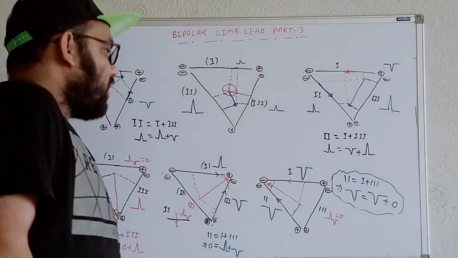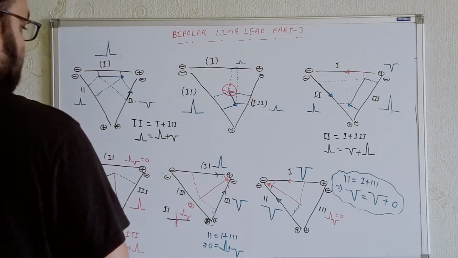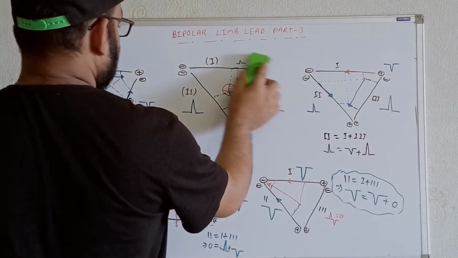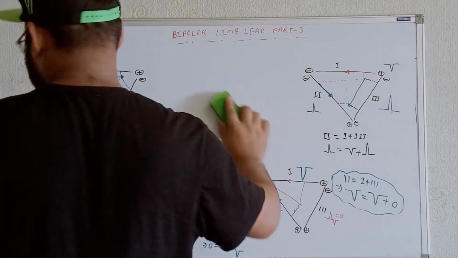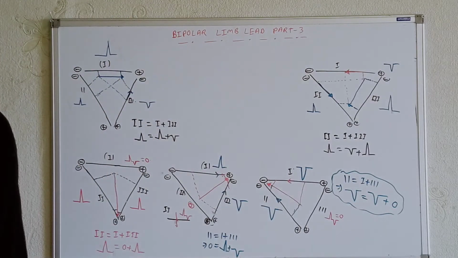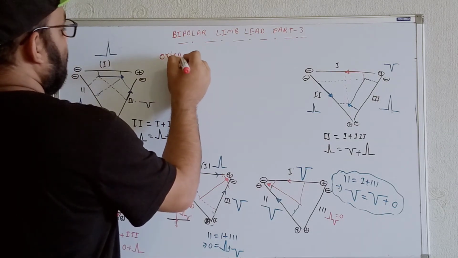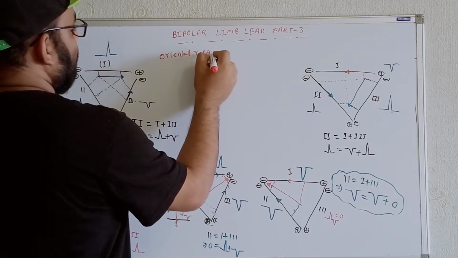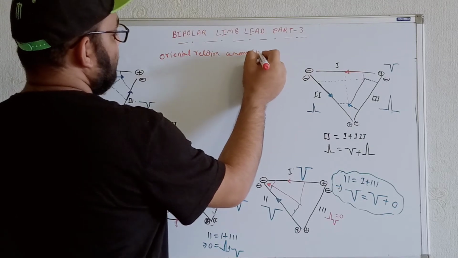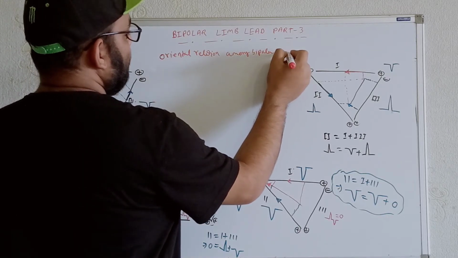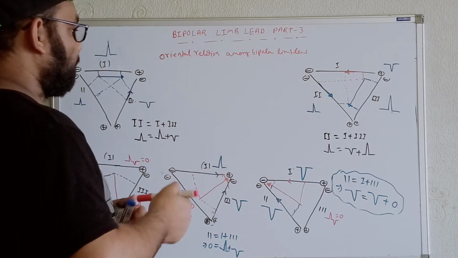Okay. Now we'll talk about the orientation relationship between the axes. For that I have to erase some portions. Which portions should I erase? Yes, let's erase these portions. Now I'll write it over here: orientation relations among bipolar limb leads. Bipolar limb leads.